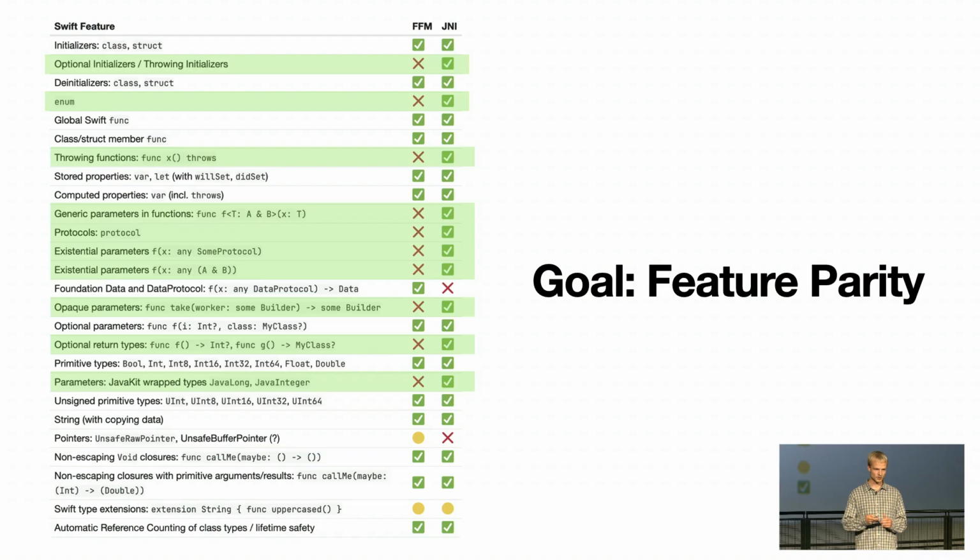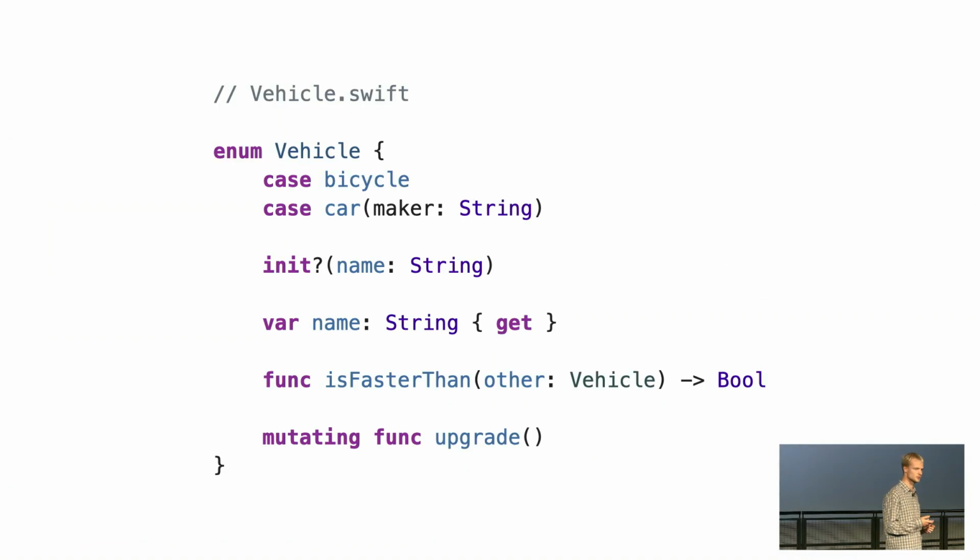Now, all the basic stuff works. Let me take you on a small journey of how one of the more advanced features we added worked. It's the enums. Consider this rather simple vehicle enum in Swift. It can either be a bicycle or it can be a car. And the car can have an associated value of the maker.